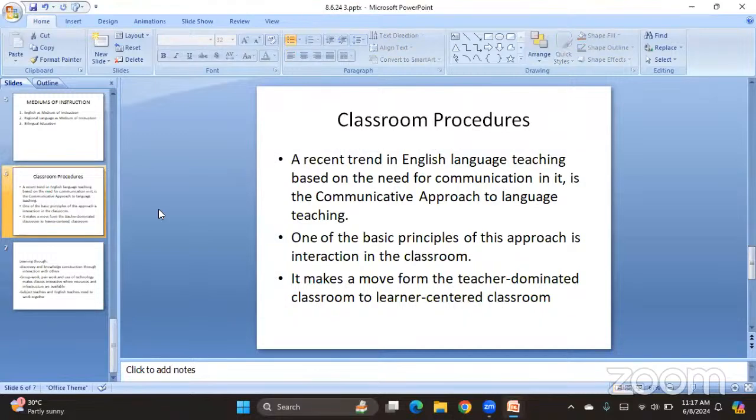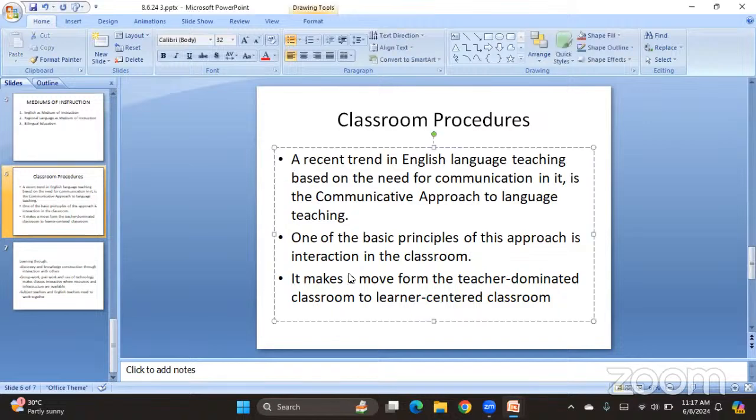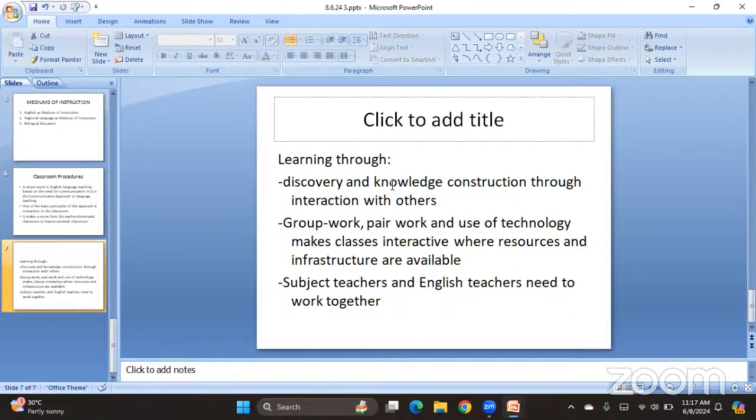So I think, guys, I'm clear with this one. Communicative approaches to the teaching of language is the buzzword which is happening now. What do we understand with this is that, because this communicative approach has become a buzzword, the teacher-centered, teacher-dominated classroom has shifted to the learner-centered classroom, right? So that we also understand.